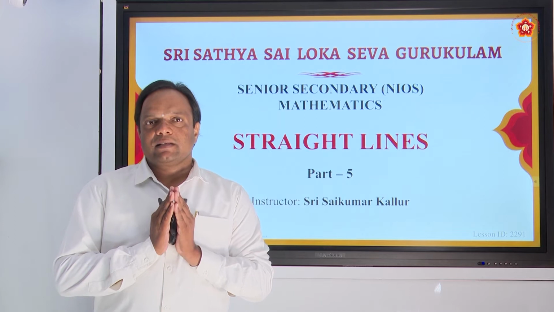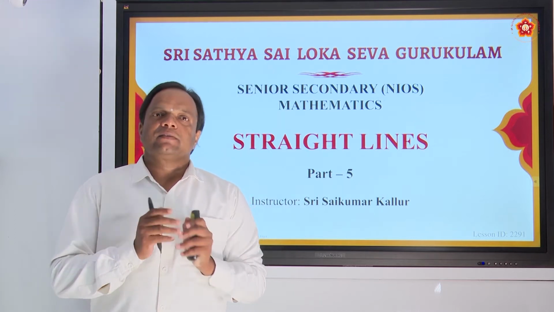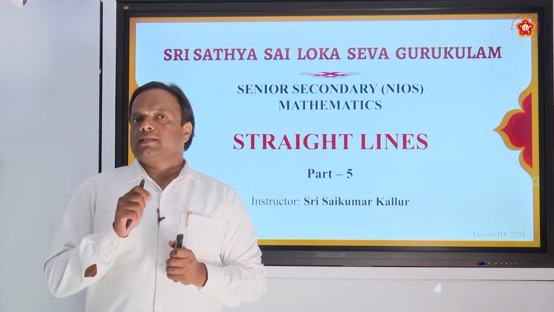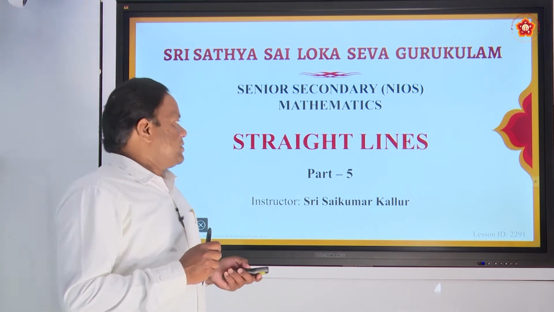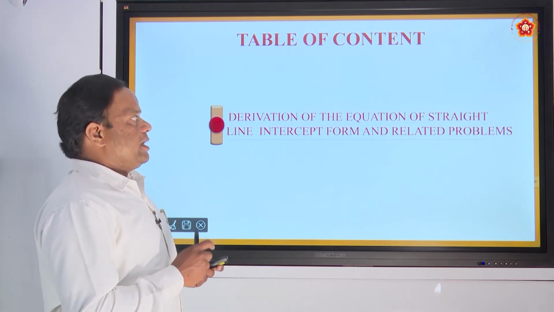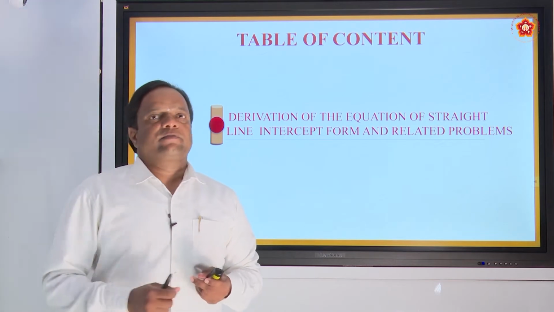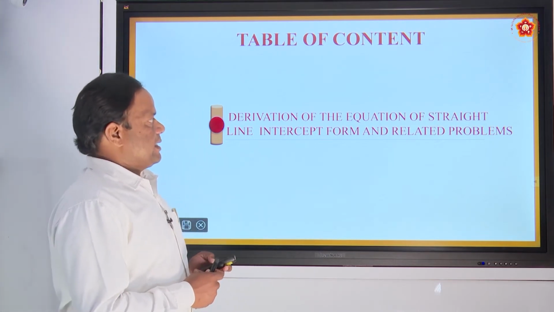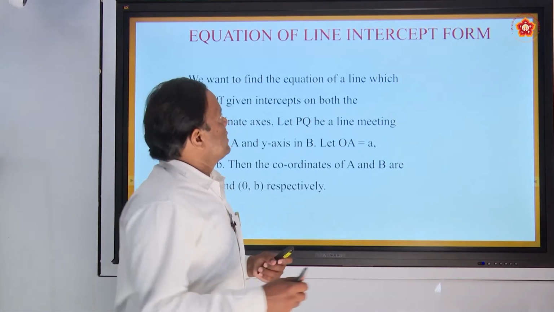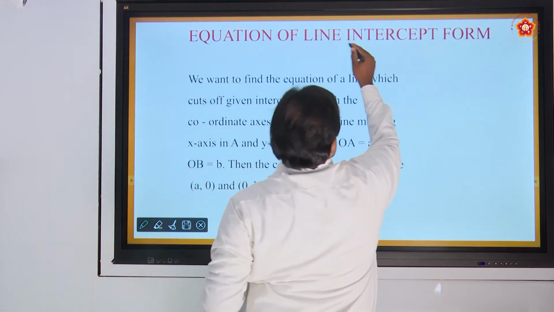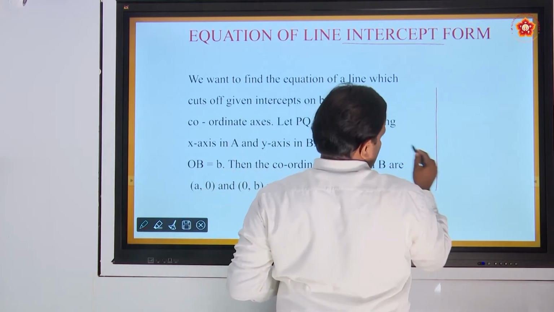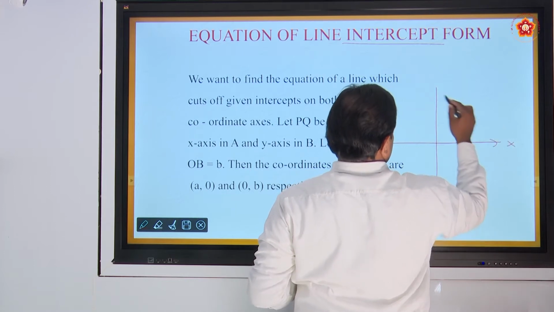Today in this session we continue the equation of a straight line, the third type, the intercept form. In this session we see the derivation of the equation of a straight line in intercept form and some related problems. So observe here: what is the meaning of intercept? Already I told you in the previous classes what intercept means.